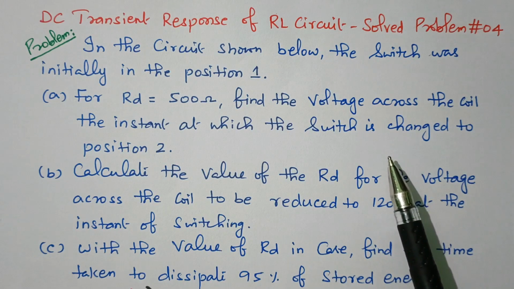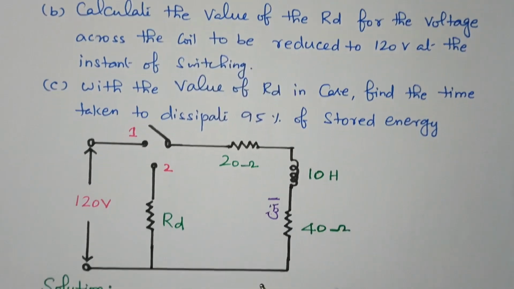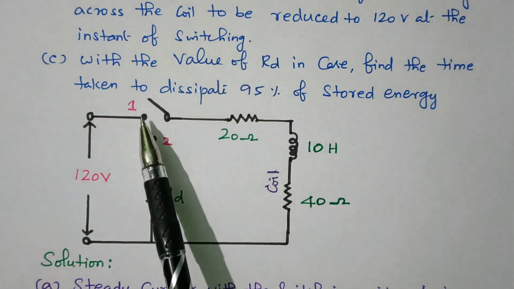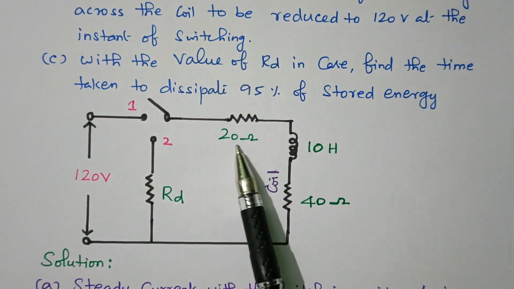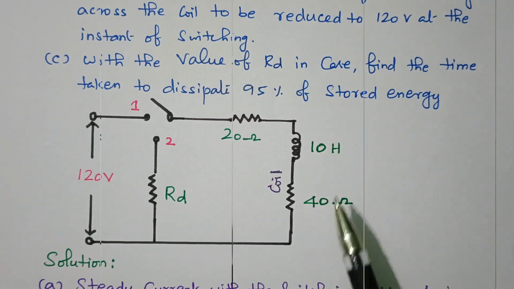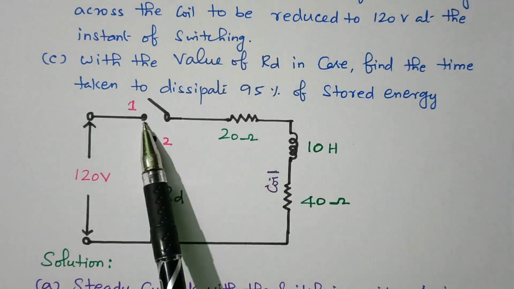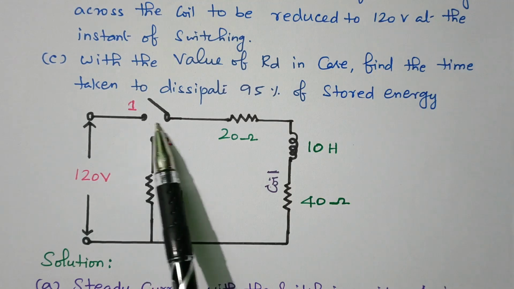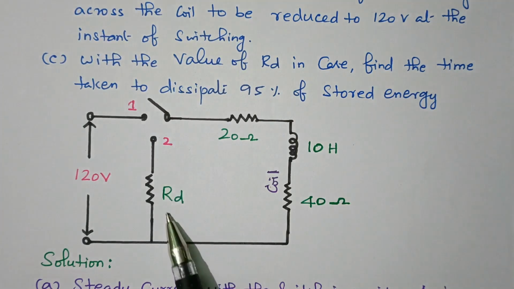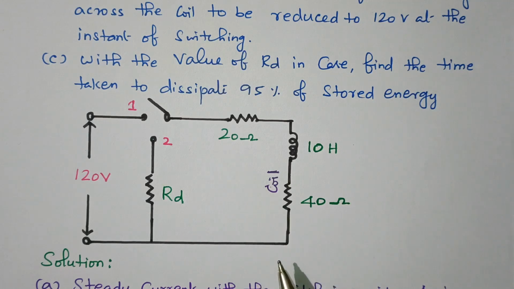Now we'll go to the topic, DC transient of RL circuit, problem number 4. First we will refer to the circuit diagram. So this is the circuit diagram given. A 120 volt source is available. There are two positions. A 20 ohm resistor is connected. Here the coil is there, RL, resistor and inductor, 10 Henry and 40 Henry. Here one more resistor RD is available. While connected at position 1, RD is disconnected. Only this resistor and coil are connected. When the switch is connected to the second position, this RD is also included: RD, the 20 ohm resistor and coil in position 2.